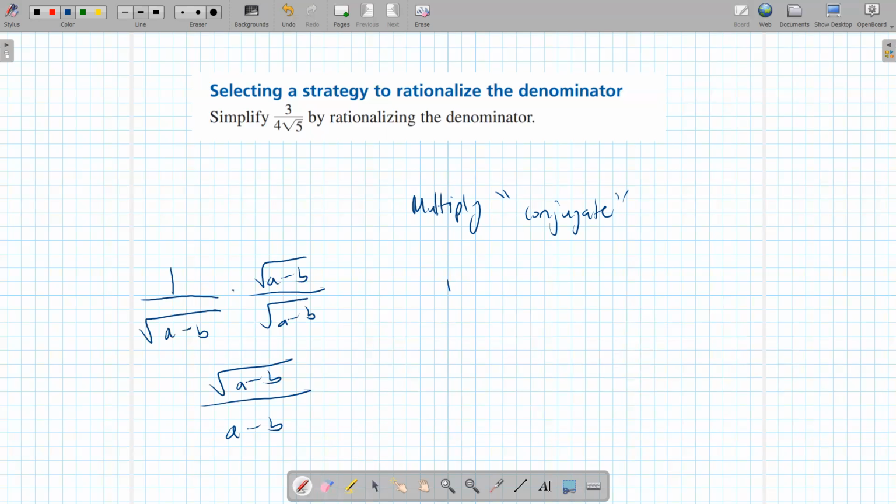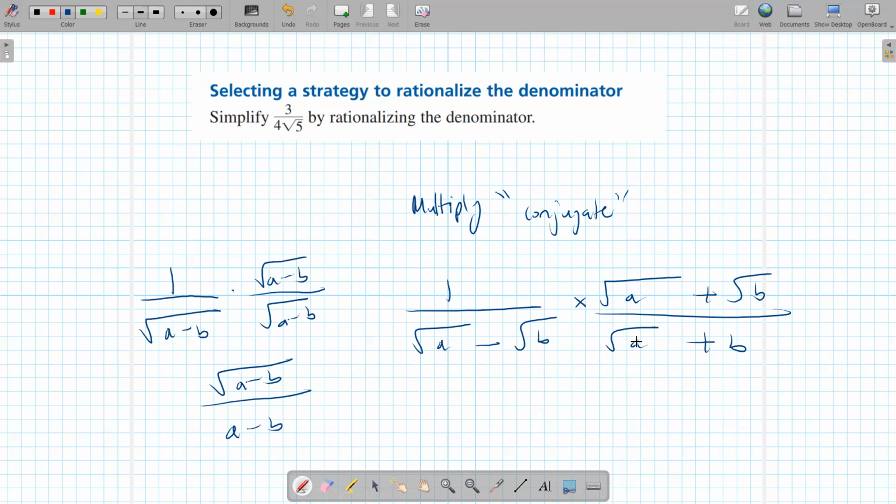Another case you could get is something like 1 over root a minus root b. You see this? Now there's a little bit of difference. Now that we have multiple roots going on, it's not the same root. The conjugate of this guy, because they're different terms being separated by something in the middle, is not going to be root a minus root b. It's going to be root a plus root b.